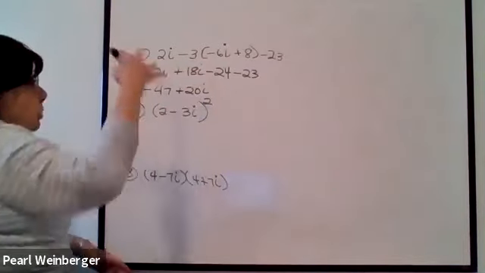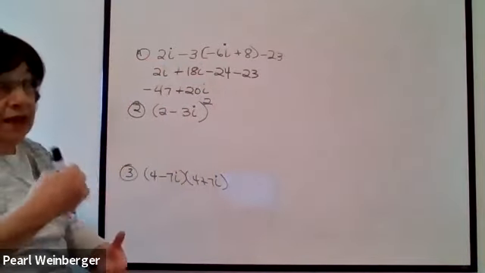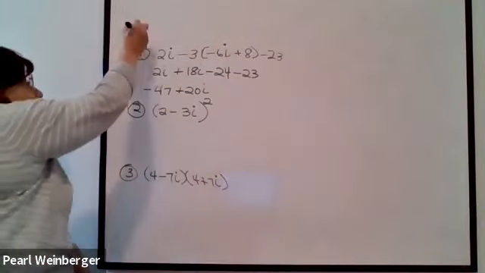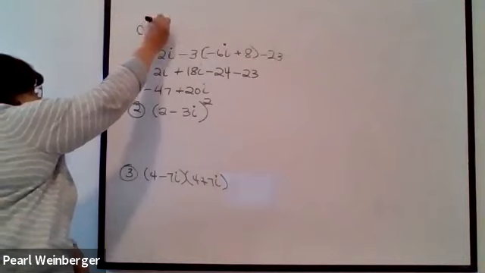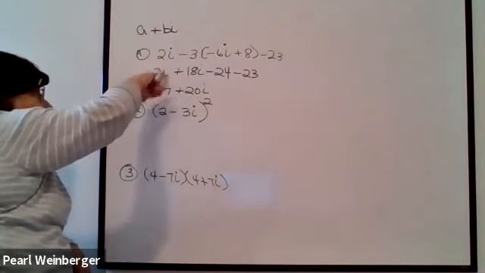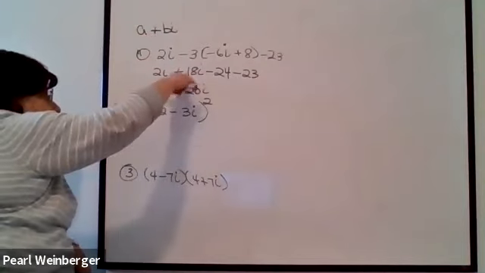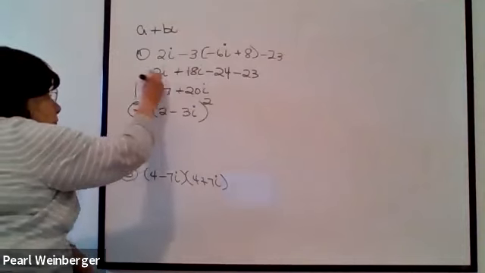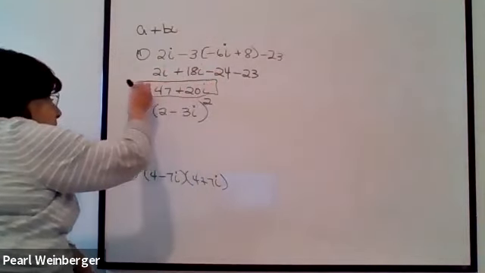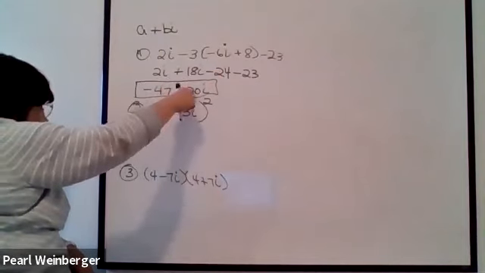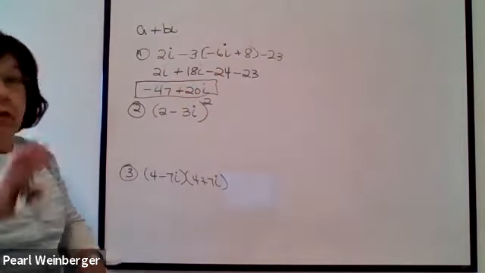Now, if you had written 20i minus 47, that's not wrong. But if you're told to put it in what we call a plus bi form, you want to have the plain number without any i first and the number with the i second. That's just the correct format of giving the answer. But you cannot combine these two numbers because this one doesn't have an i and this one does, just like regular like terms.